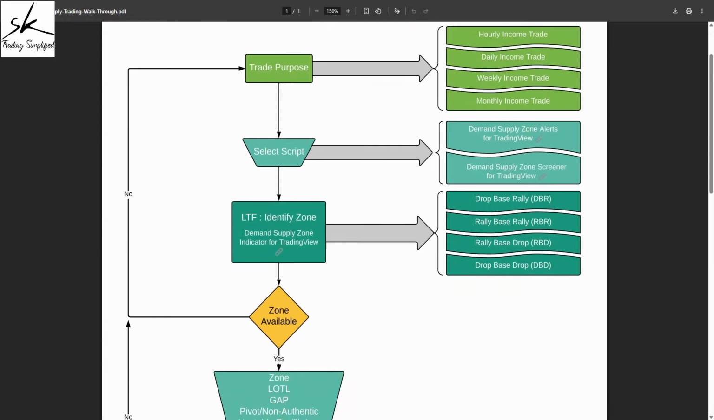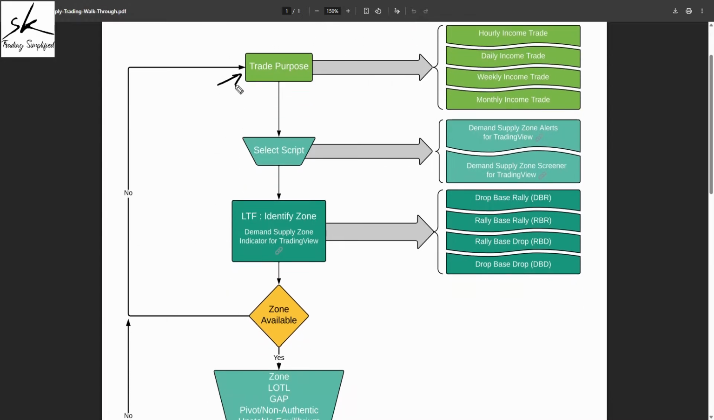So what is my step number one when we start planning our trade? Step one is we need to define our trade purpose. Now the question is, what do we mean by trade purpose? Trade purpose basically implies the expected duration of the trade, which is from the time you enter the trade to the time you exit the trade.